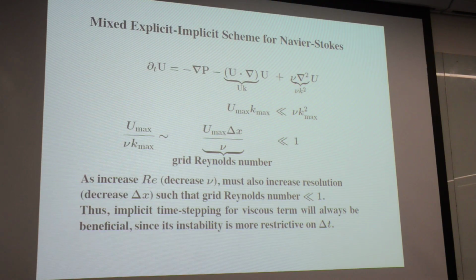Okay, and what's usually done in Navier-Stokes is a mixed implicit-explicit method where you use an implicit method for the viscous terms, for the reasons that we talked about, and an explicit method for the nonlinear terms. And why would you do that?